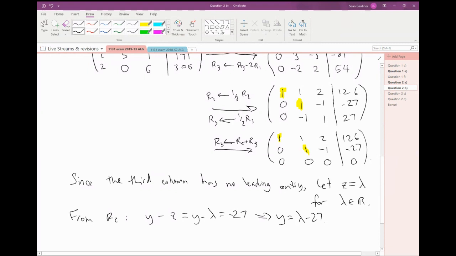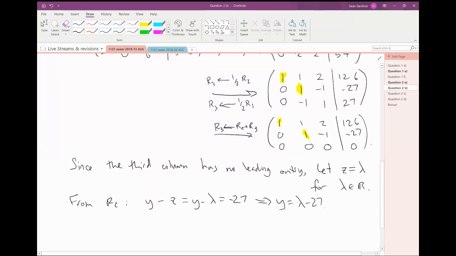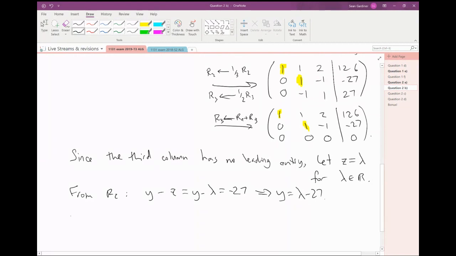Okay, and that's good enough. That gives me y in terms of the parameter. So I know enough about y now. What about x? Well, I'll use the top row, row 1, and reading off again, that gives me that x plus y plus 2z, which I now know to be x plus lambda minus 27 plus 2 lambda, I know that that must equal 126.